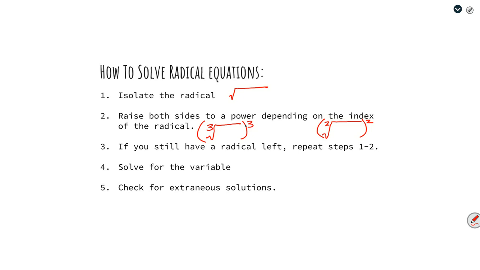If you still have a radical left after doing these, you'll have to repeat these 2 steps. Most of the times you won't, but towards the end of the assignment you will. Then after that, solve for the variable, and then you're going to check for something called an extraneous solution. An extraneous solution is a solution that does not make the original equation true.